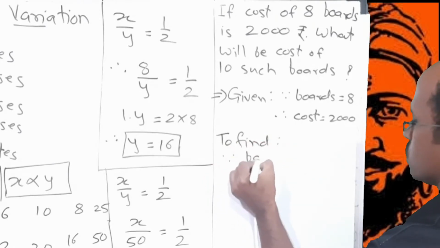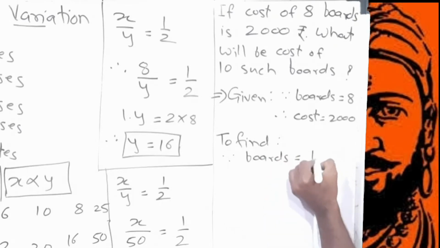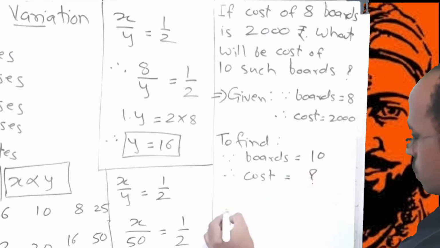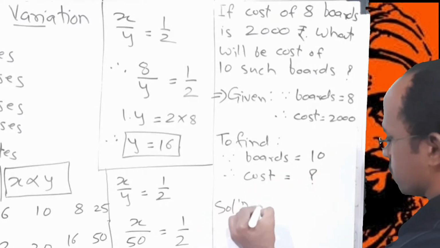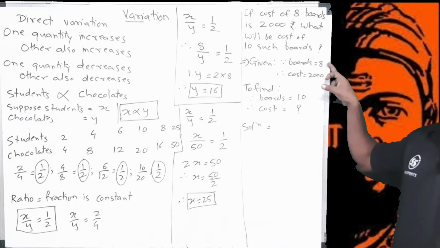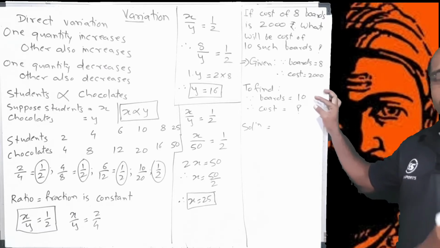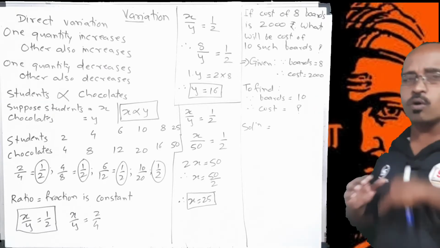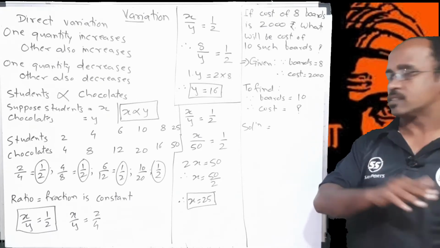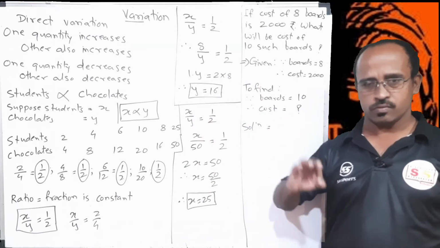If boards is equal to 10, then cost is equal to what? Solution. Students, cost of 8 boards is equal to 2000. So cost of 10 boards will be more than 2000 or less than 2000? If boards will increase, the cost will increase or decrease? Naturally the cost will increase.